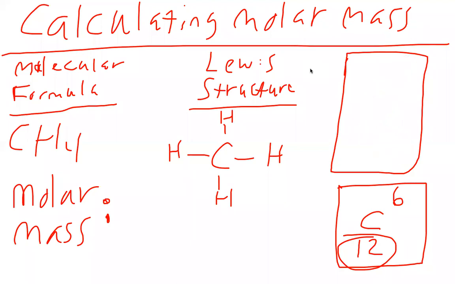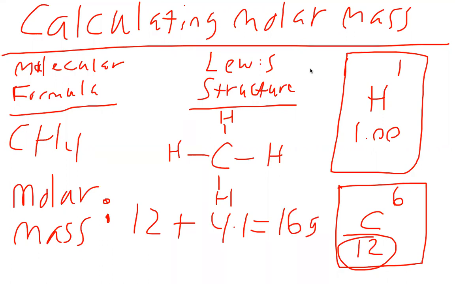That's what we want to know, right? So there's carbon, and there are 4 hydrogens. Okay, hydrogens 1 and 1. So you've got carbon, which is 12, plus 4 hydrogens, 4 times 1, is going to equal 16 grams per mole. Okay, so that's what we have, 16 grams per mole methane.